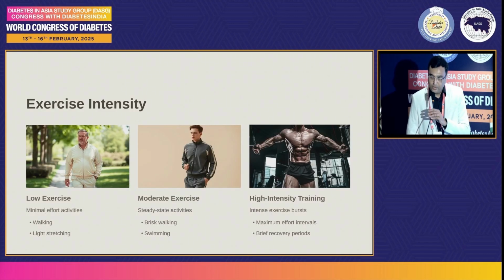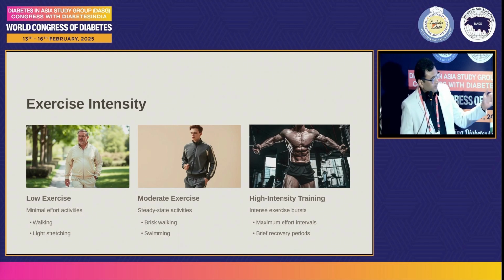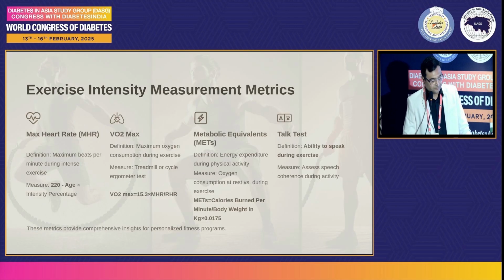So I will not go into the brief of how exercise works. There could be low exercise intensity, there could be moderate, or there could be high intensity training. So I can use the word HIIT, that is high intensity interval training. So simple walking could be a mild exercise, brisk walking could be moderate exercise, and there could be intermittent maximum effort intervals where brief recovery periods are allowed, that is high intensity exercise. So I'm going to speak in favor of the third one.